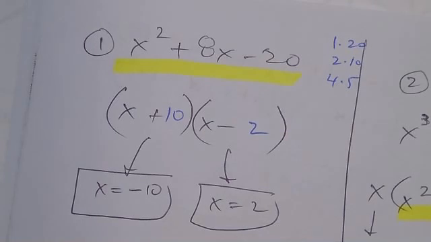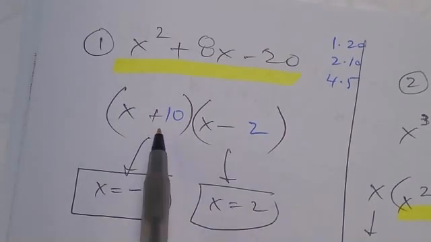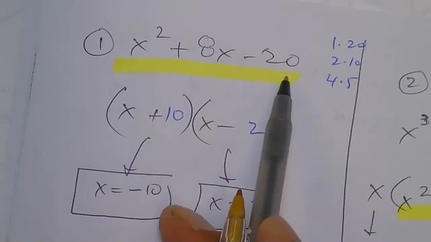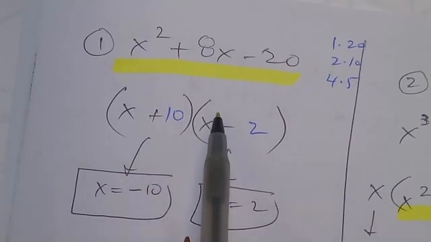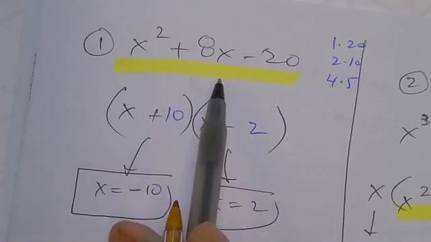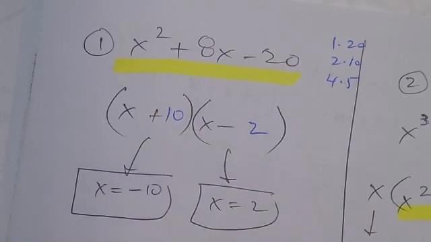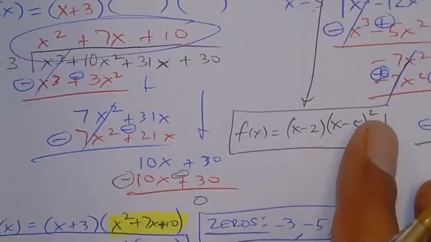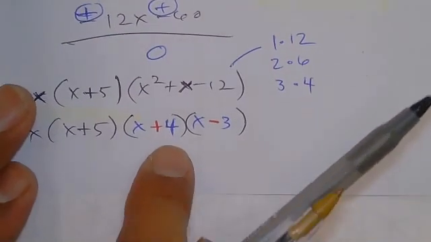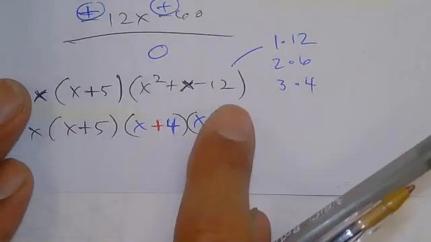Did you understand this one? Yeah. How do you get the 8? The 8, negative 2 and 10. When you add them, you get this middle term. When you multiply them, you get this number. There are 2 conditions that have to be met right here. When I add a 10, take away 2, that's a positive 8. When I multiply, this is a negative 20.